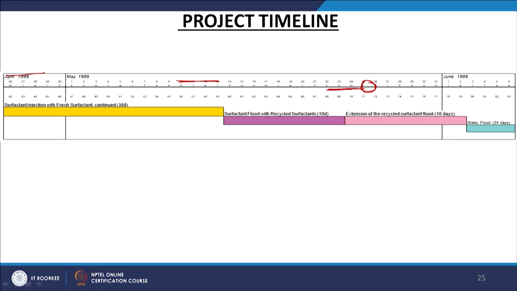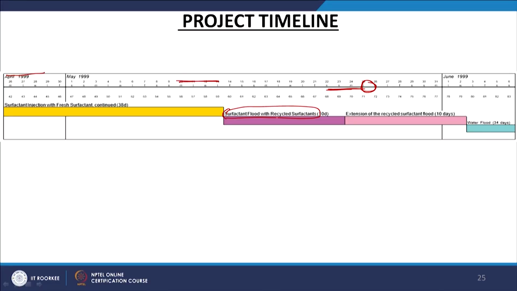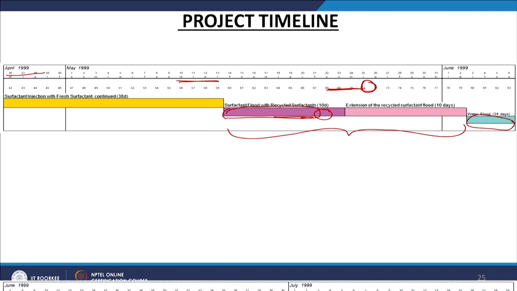The total you can calculate, and then surfactant flood with recycled surfactants, as in while you are pumping the surfactant through, we know that by pervaporation and MUF treatment, the relevant people were again recycling, being able to get back some of the relevant surfactant, and then again the surfactant flood with the recycled surfactant, and that was for a period of 10 days. An extension of the recycled surfactant flood, as in they kept doing that, and then they flooded the system with water.